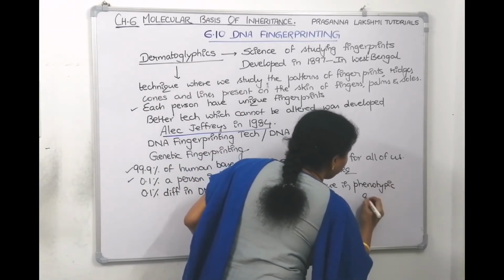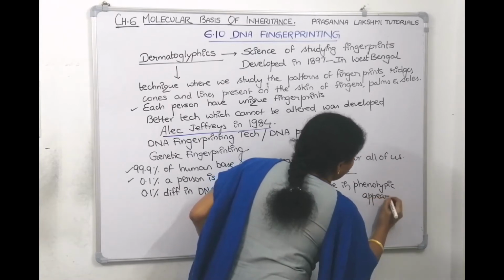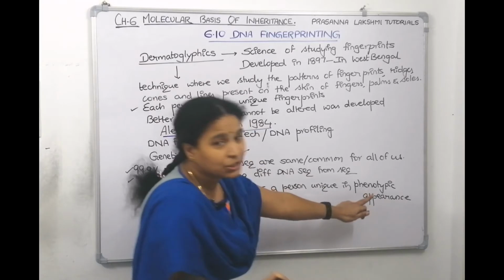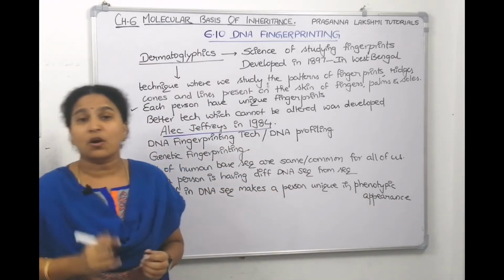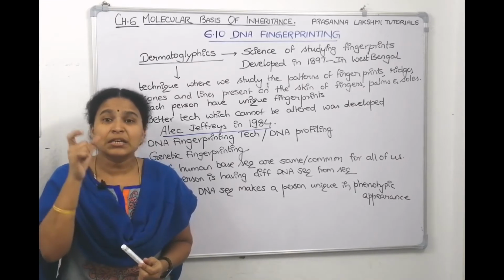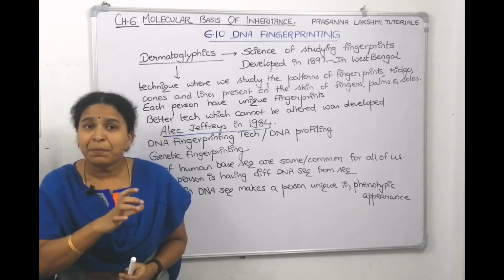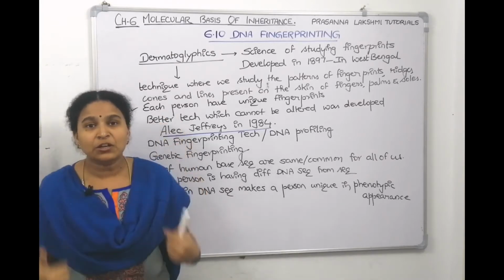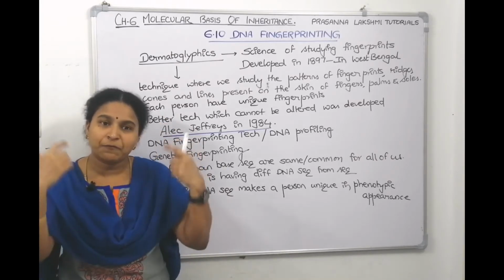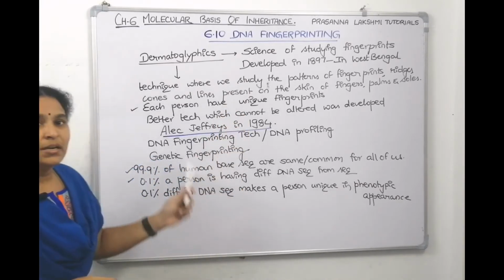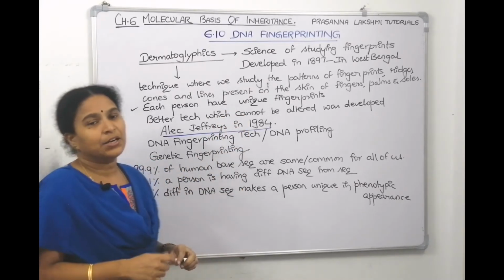If they give the same statement and say genotypic appearance, then it's a wrong statement. NCERT says that this 0.1% difference makes every individual unique. How? In the phenotypic, in the morphological appearance. Understood? So let's see what we have discussed. Take a screenshot afterwards, then we can continue, right?